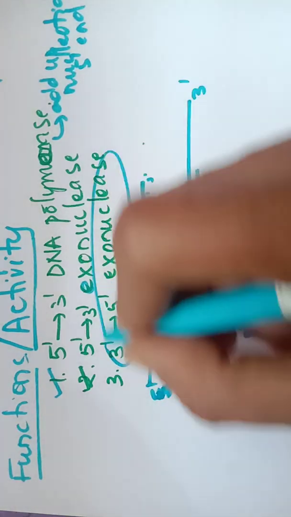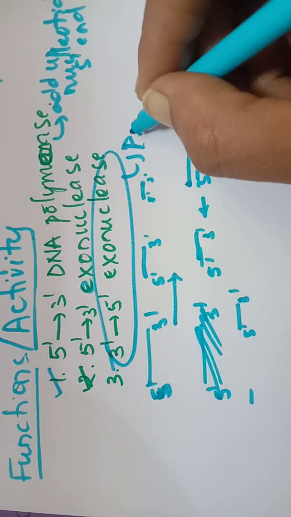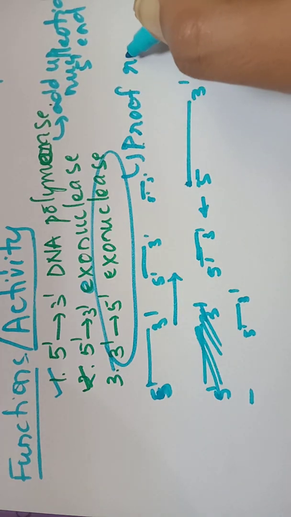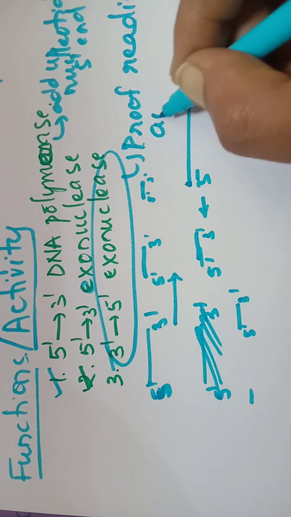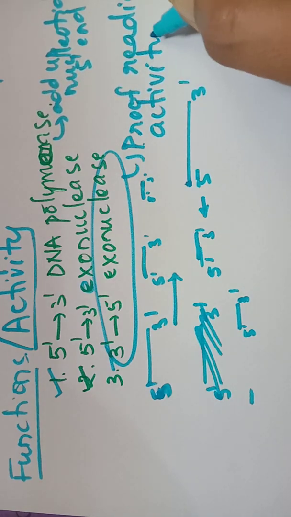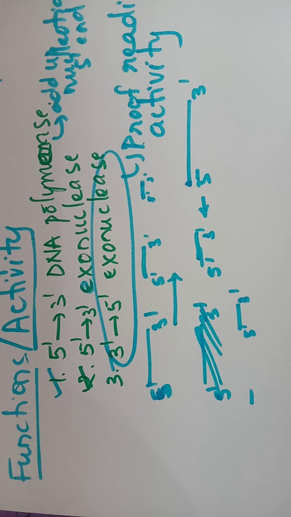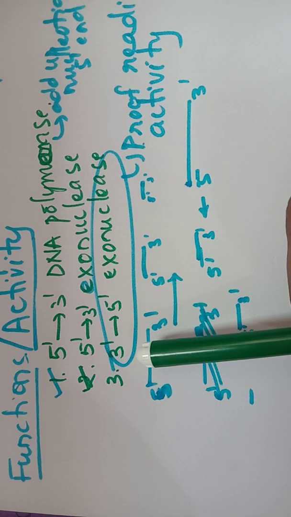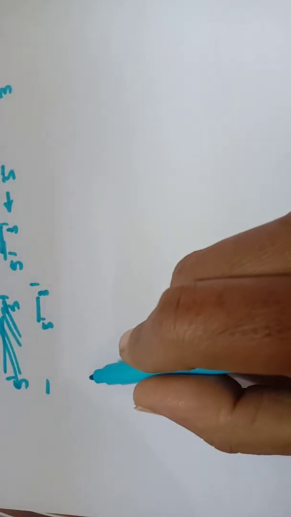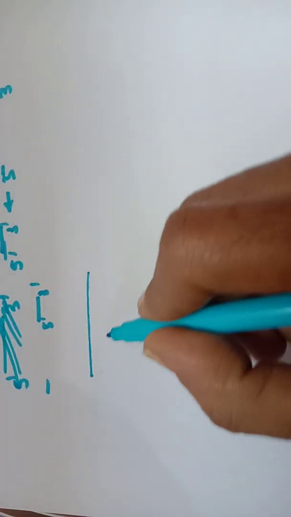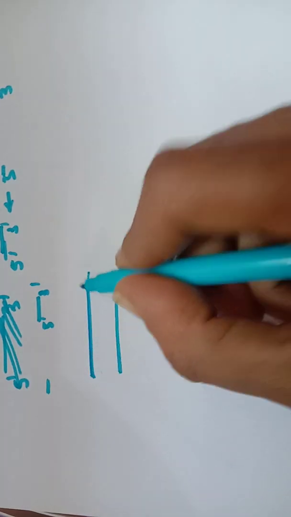That's why it is also known as the proofreading activity. This 3 prime to 5 prime exonuclease activity is also known as the proofreading activity in the DNA replication step. So let me explain further. In DNA replication, you have a strand like this, the template strand. Basically it will have two strands.